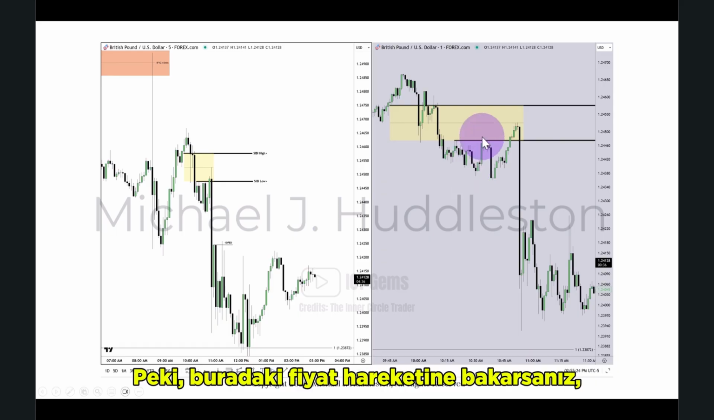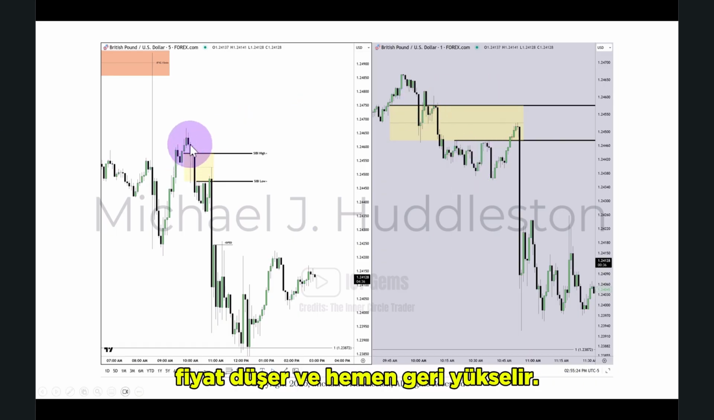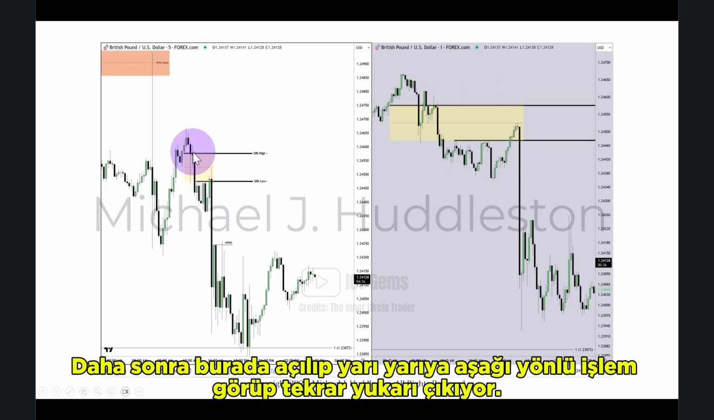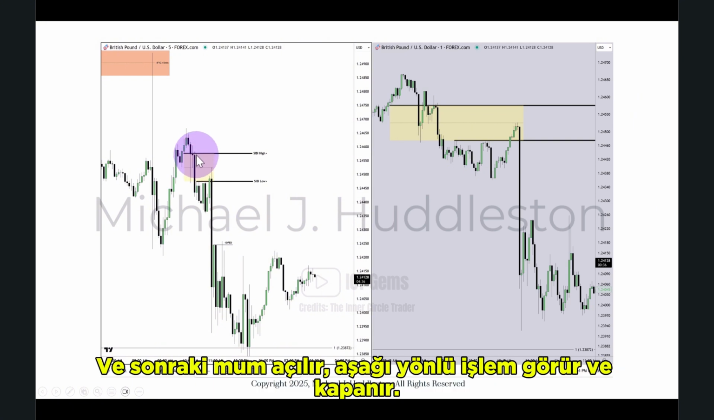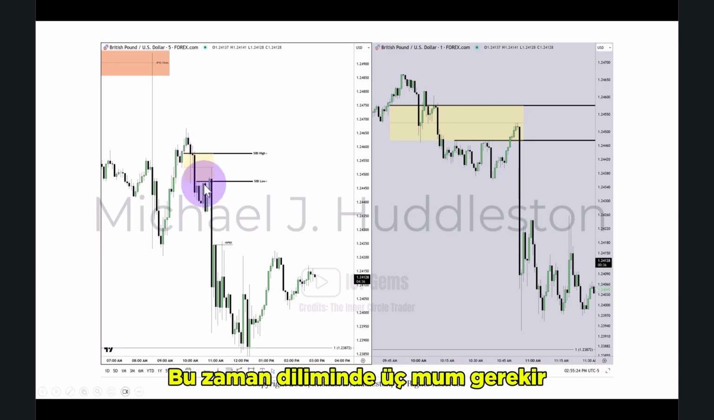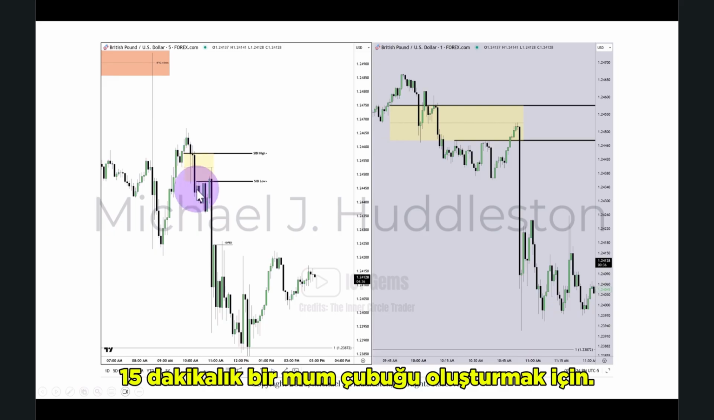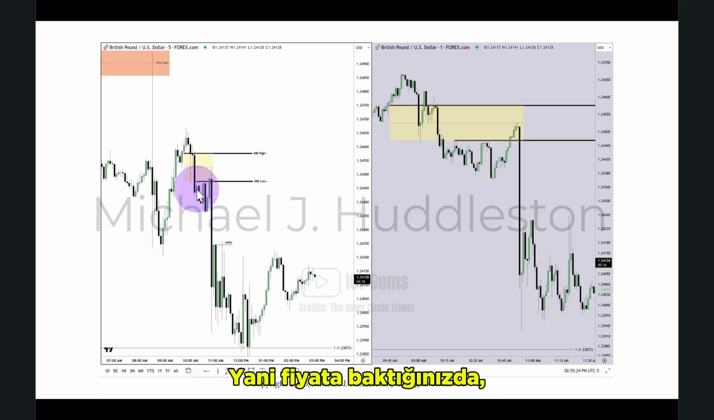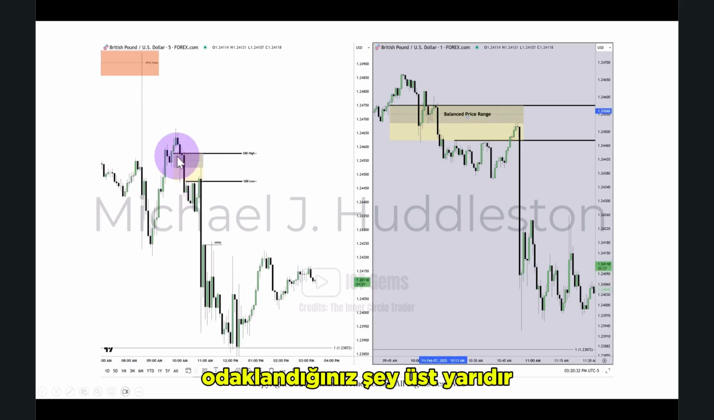Well, if you look at the price action over here, price drops down and comes right back up. Then it opens here, trades down halfway, and comes back up, and then the next candle it opens, trades down, and closes. And the next candle does what it does here. It takes 3 candles in this time frame to make one 15-minute candlestick. So when you're looking at price, what you're focusing on is the upper half when it's a bearish fair value gap. So we're splitting it in half.